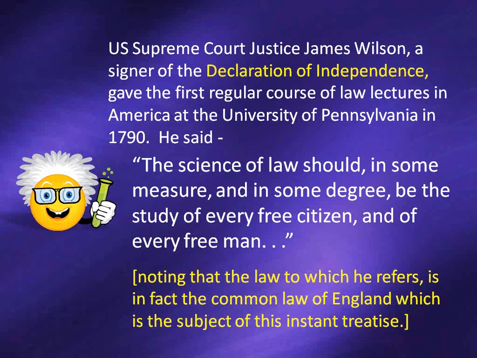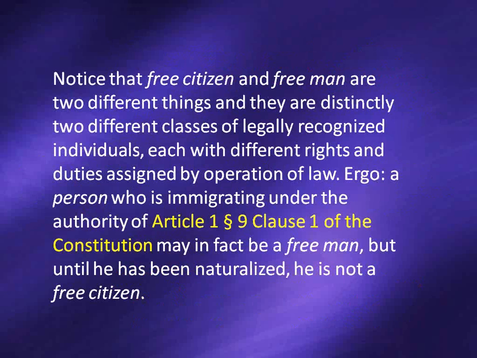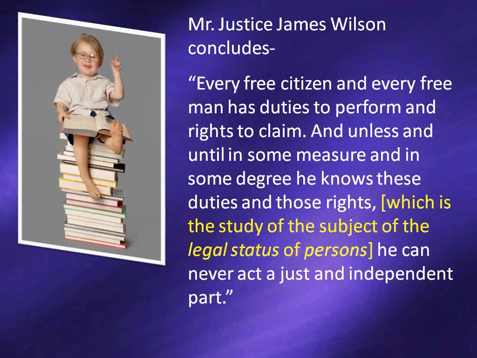Notice that free citizen and free man, used above, are two different things, and they are distinctly two different classes of legally recognized individuals, each with different rights and duties assigned by operation of law. In other words, a person who is immigrating under the authority of Article 1, Section 9, Clause 1 of the Constitution may in fact be a free man, but until he has been naturalized, he is not a free citizen. Mr. Justice James Wilson concludes, "Every free citizen and every free man has duties to perform and rights to claim, and unless and until in some measure and in some degree he knows these duties and those rights, which is the study of the subject of legal status of persons, he can never act a just and independent part."